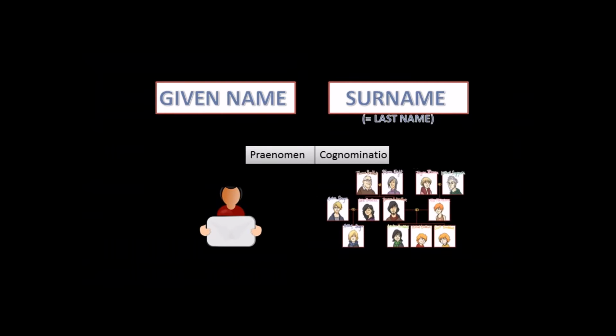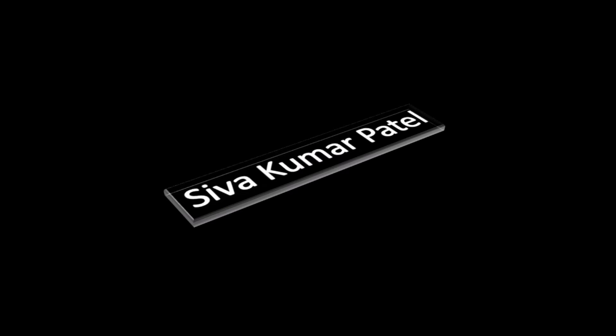Similar to the Western world, Indian names are also two-part names, a given name and a surname. The given names can in turn be a two-word noun. Example, Shiv Kumar Patel. Shivakumar is the first name, meaning offspring of Shiva. Patel is his family name.